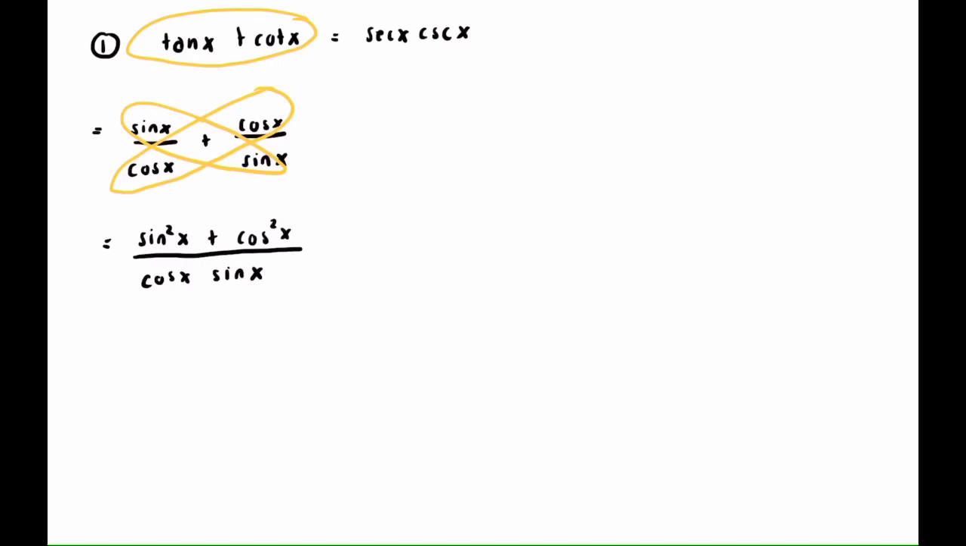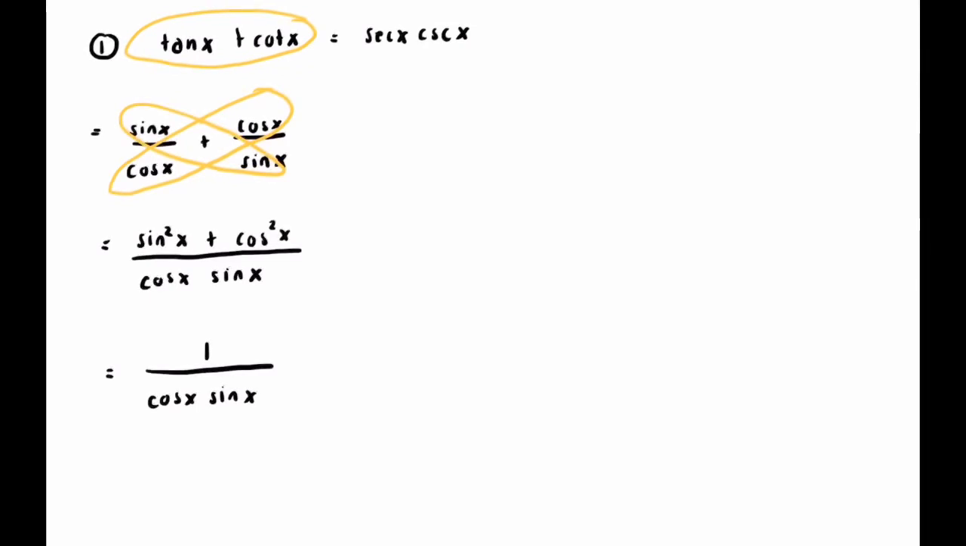According to the Pythagorean identity, sine squared x plus cosine squared x is equal to 1. Therefore, our equation will be transformed to 1 over cosine x times sine x. The next step is to separate them. So our equation will now be 1 over cosine x and 1 over sine x.